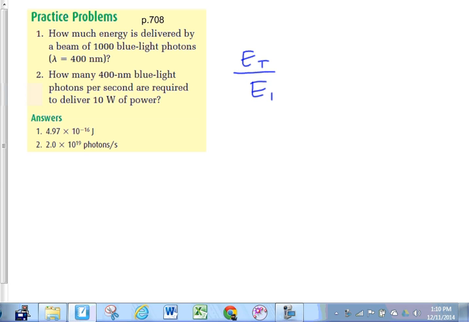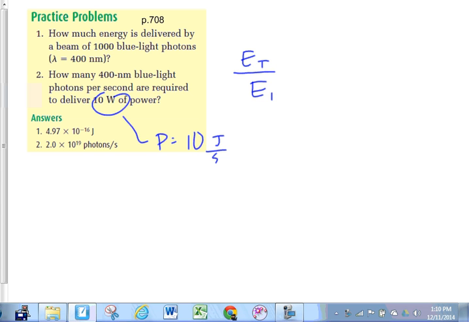Now, what's the total energy here? Well, this is power, right? 10 watts. But a watt is a joule per second. So 10 watts is the same as 10 joules per second. Now, we're looking for the number of photons in 1 second.